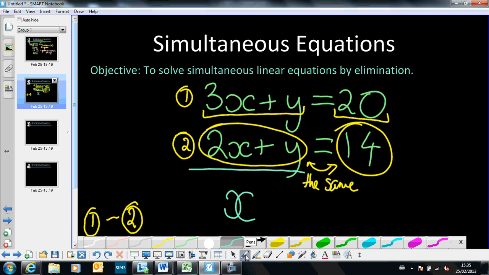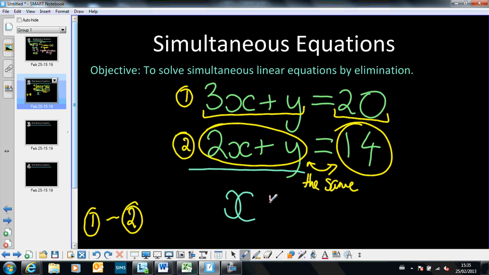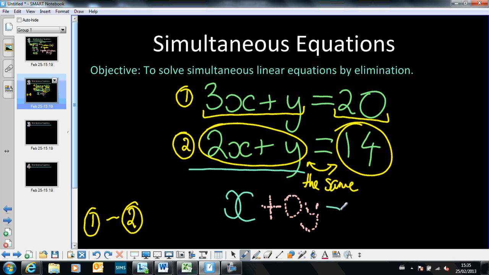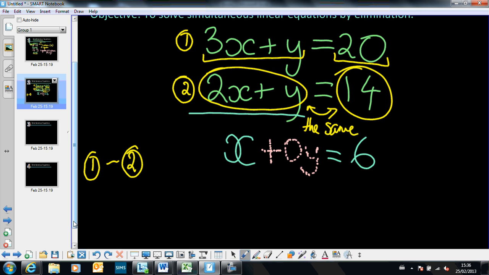Shall I write that in? I'm going to write it in dotted. So, plus no y. Don't usually write that in, but just for this step I will do. Maybe that wasn't the best idea. So 1x plus no y equals, well, 20 minus 14 is 6. So I now know that x equals 6.